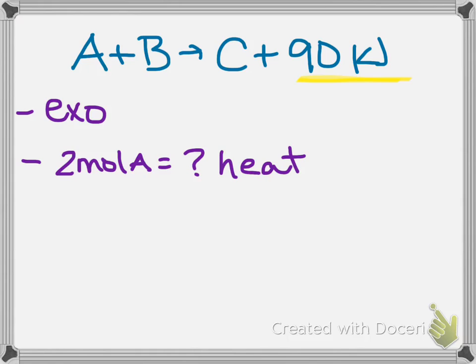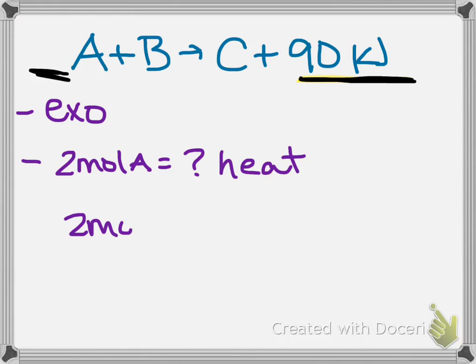What we can see, now you might not even need to do any of the math to figure this one out, but you can see that 1 mole of A gives me 90 kilojoules. So if I have 2 moles of A, I just have to multiply that by 2. Now that's easy when you're just looking at that easy ratio right there, but sometimes it's going to be a little more complicated, so let's write it down like we have to set it up.